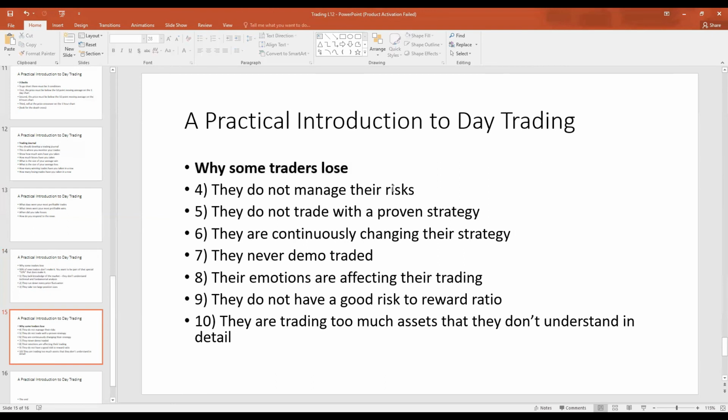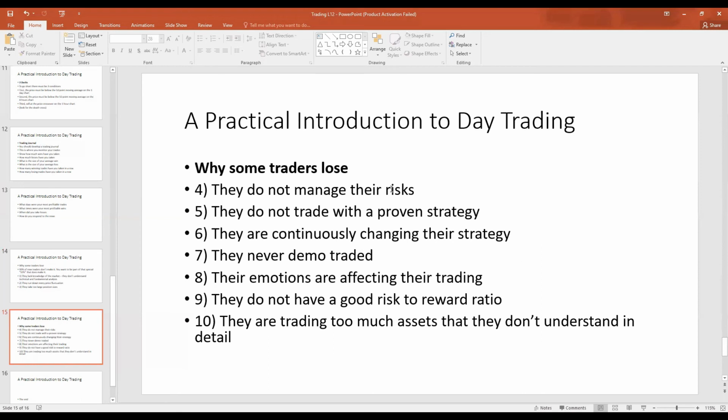Our next reason why traders lose their money is because they do not trade with a proven strategy. A lot of people out there are trading and they might do a thing called copy trade. In other words, someone enters a trade, they get the information about the trade that the other person entered, the trade is in profit, and they decide to copy that trade. Okay, that might sound nice, but I don't recommend that.